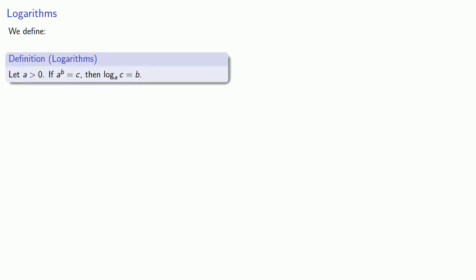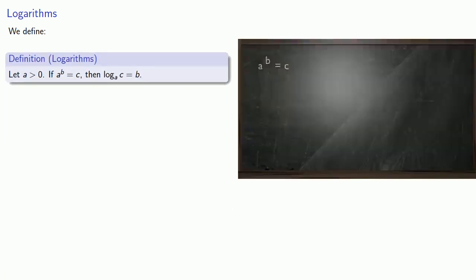So we'll make the following definition. Let a be greater than 0. If a to the power b equals c, then log to base a of c is equal to b. Now a here is the base, and in general it can be any positive number. However, there are two important cases.